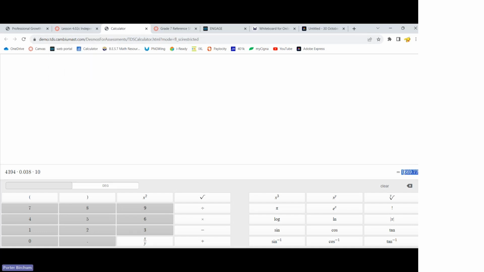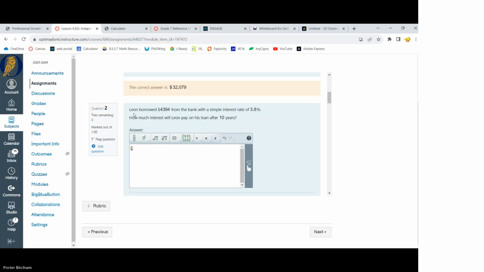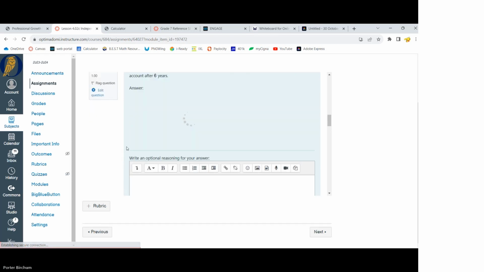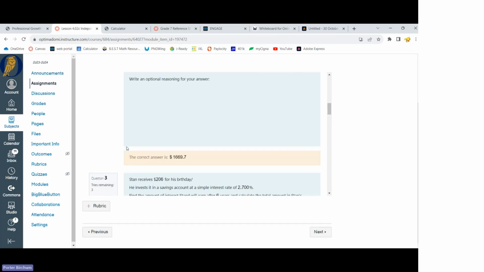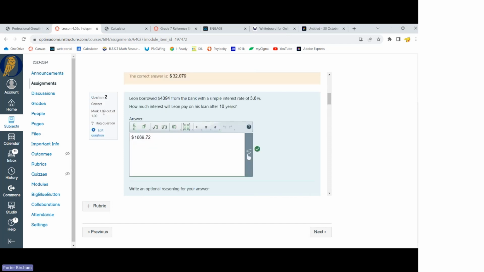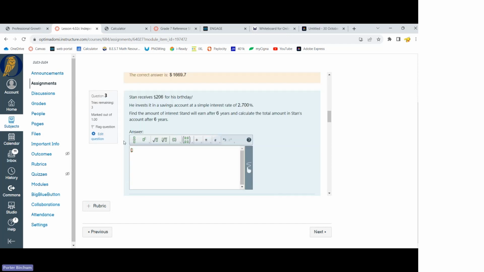I'm going to copy and paste that. Paste, don't forget the dollar sign. Looks like it ends in the hundredths place. Phew. Question 2, yeah. Weird that the correct answer is not what I put. But we got it correct, and I got my 1 out of 1 point, so I'm moving on.